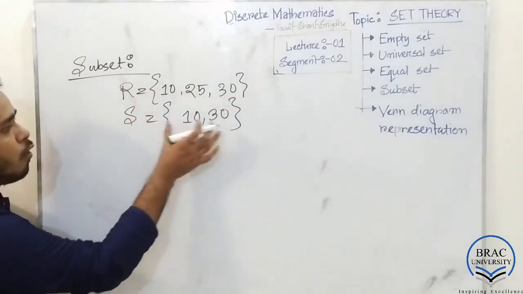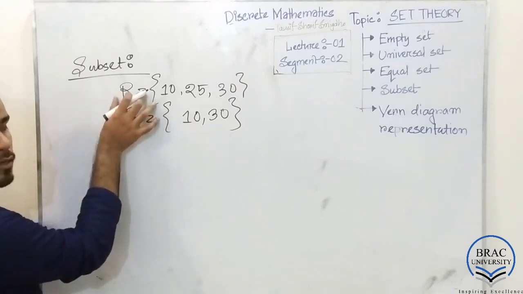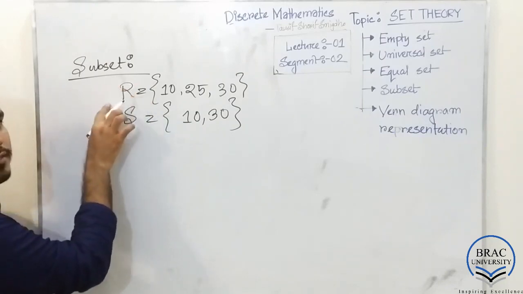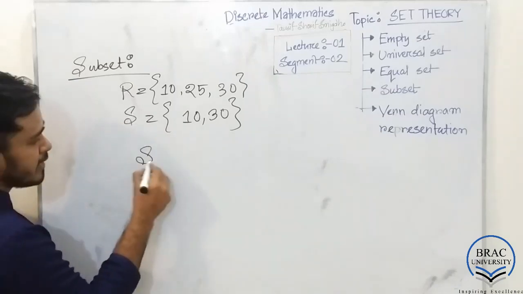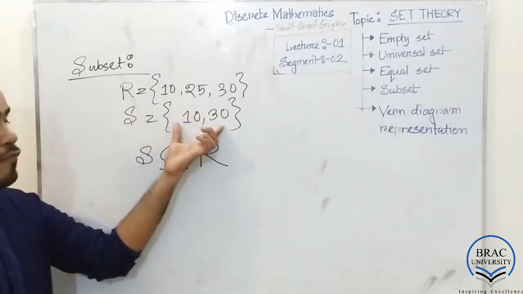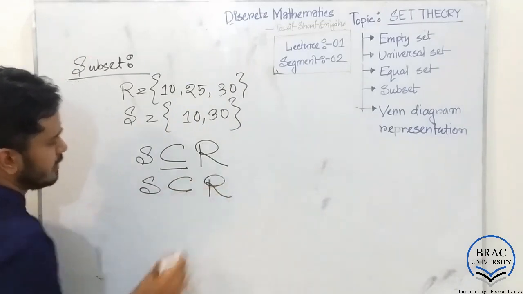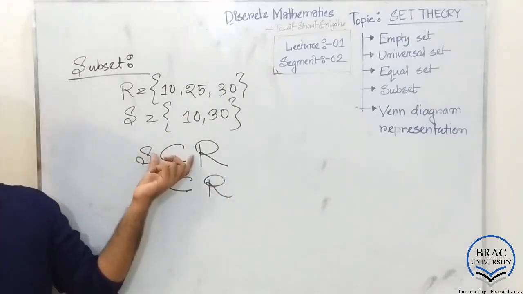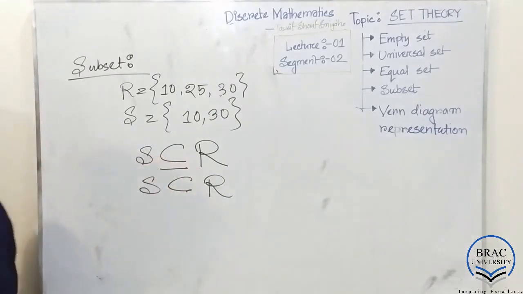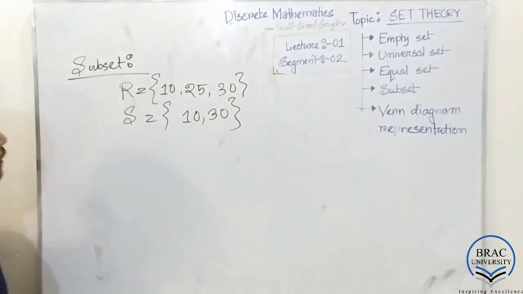So when all of the elements of a set belong to another set, then the first set is called the subset of the second one. So S is a subset of R, since all of the elements of S belong to R, and we write it like this as well. Okay, this is the notation for subset. S is a subset of R.